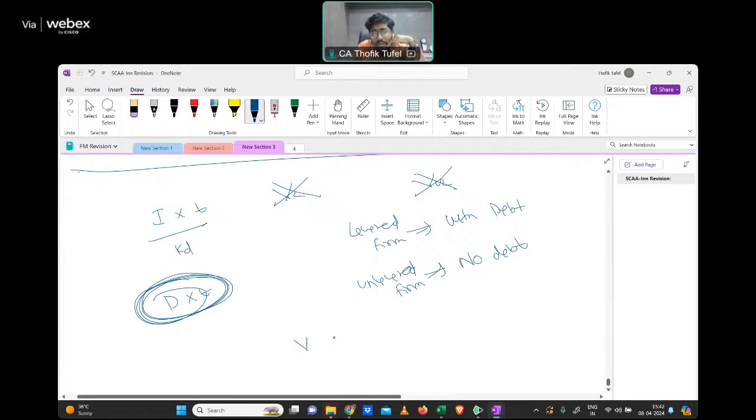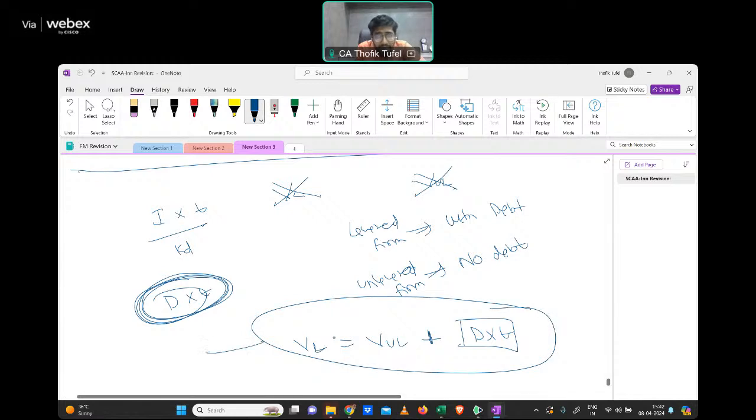So usually value of levered firm is equal to value of unlevered firm plus debt into taxes, because this is their extra addition, this is their extra savings that they're making because of debt. So you have to find the value of the unlevered firm. Then how will I find the value of the levered firm? It is the value of the unlevered firm plus the debt into taxes. That is the value of levered firm.